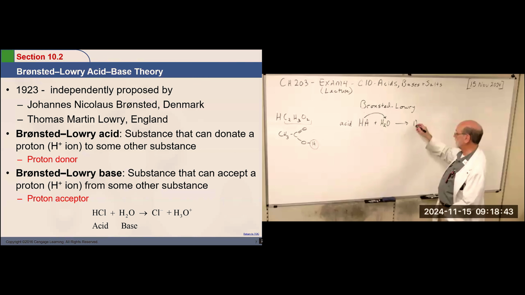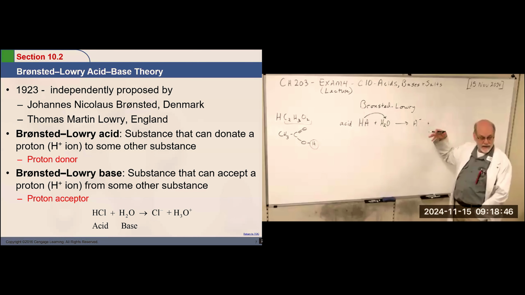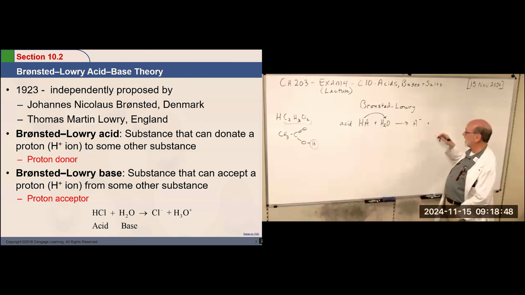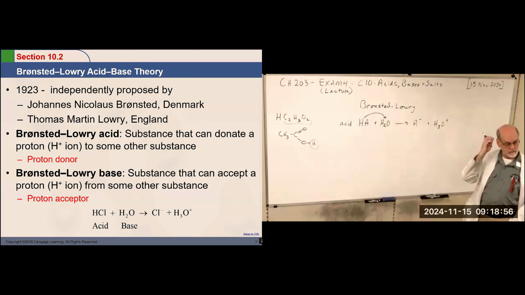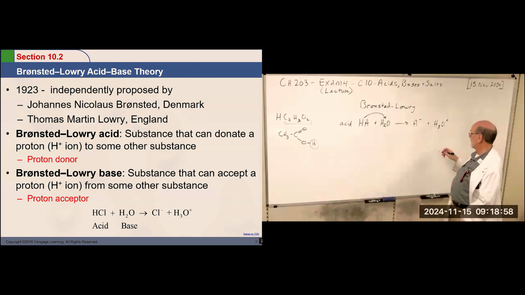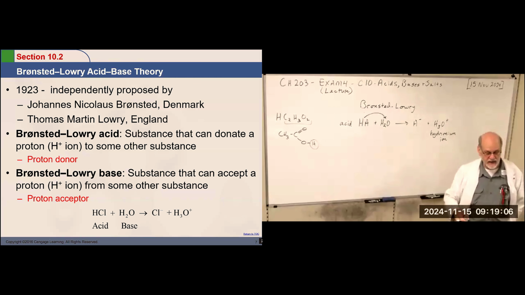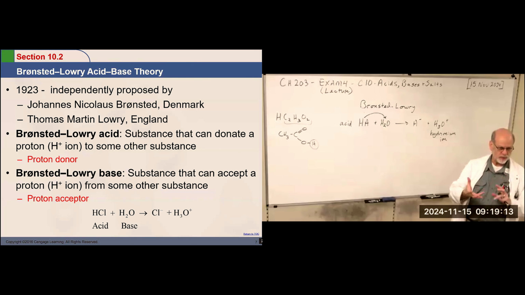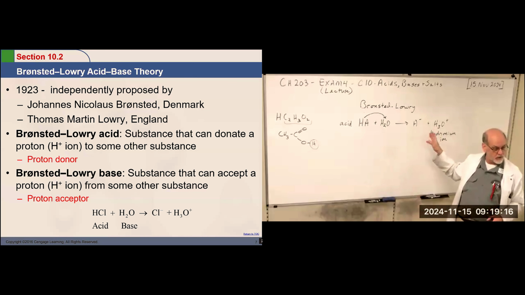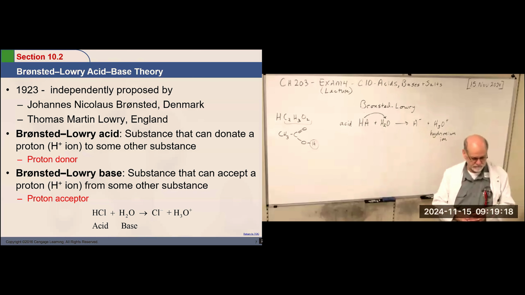What's left over? Well, like before, you have that anion left over from the acid. And then what happens to the other proton? It's added to the water molecule with a positive charge. Okay. So this is known as the hydronium ion. It is a polyatomic ion. It exists with that positive charge distributed over the entire group. And all of those hydrogens are covalently bound to the oxygen.